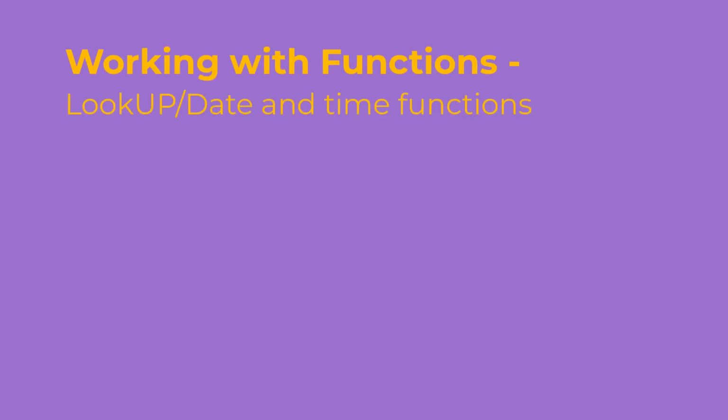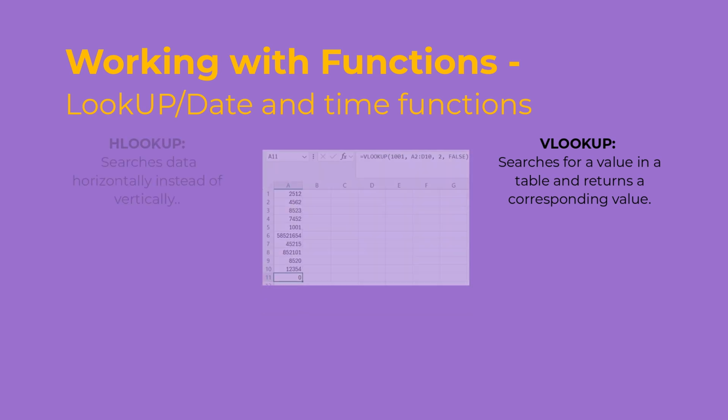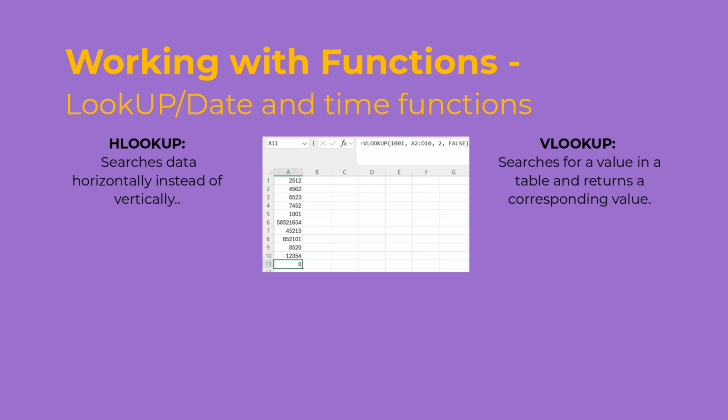Lookup functions. VLOOKUP searches for a value in a table and returns a corresponding value. Example, =VLOOKUP(1001, A2:D10, 2, FALSE) searches for 1001 in the first column and returns the value from the second column. HLOOKUP searches data horizontally instead of vertically.